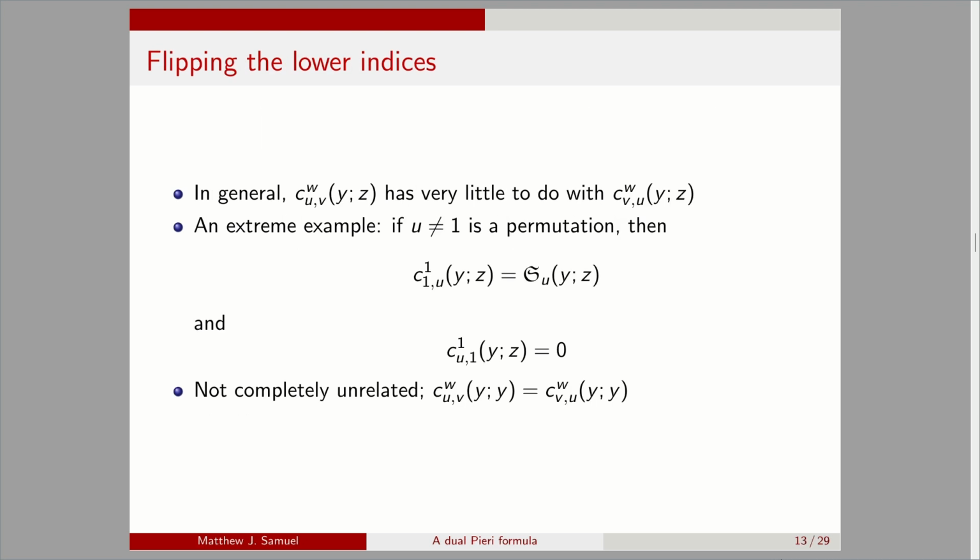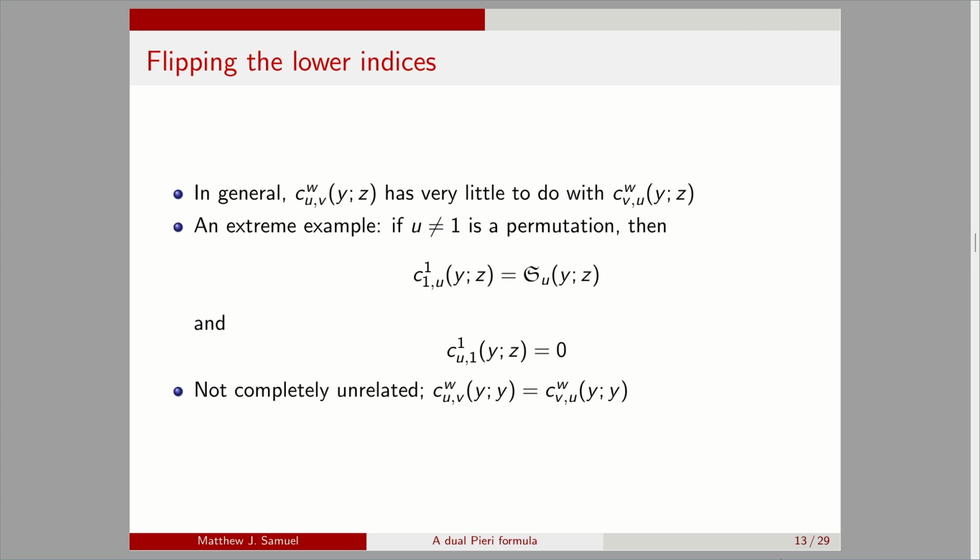In general, flipping the lower indices on c^u_{v,w}(y,z) can give you a completely different coefficient. So they tend to have very little to do with each other. I give an extreme example on the slide. If u is a non-identity permutation, then c^u_{1,u}(y,z), as I mentioned previously, is S_u(y,z). But if you flip the lower indices, c^u_{u,1}(y,z) is just 0.